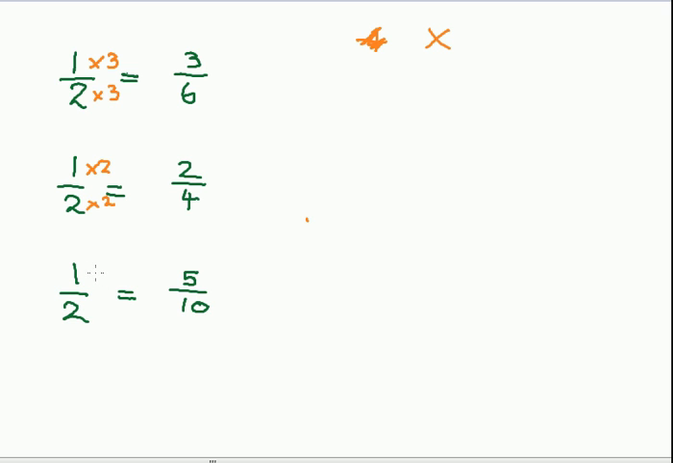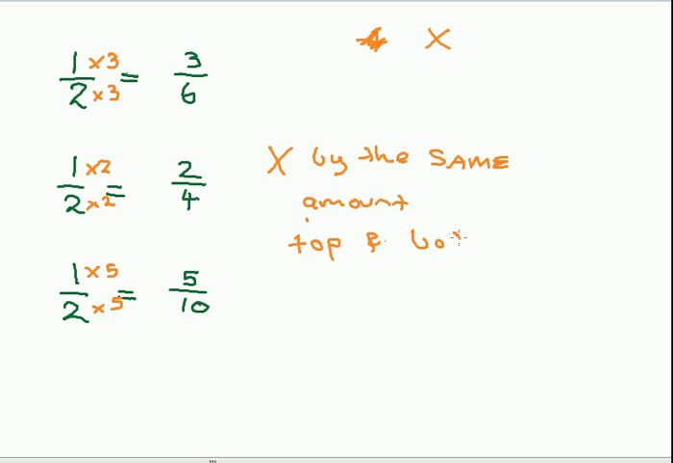So far so good. Now over here we've got, what do we have to multiply 1 by to turn it into a 5? Well, it's 5, and then for the 2 down the bottom, times by 5. So what we're seeing here is that we're multiplying by the same thing top and bottom consistently, and that's working in every example. So the rule for this is times by the same amount top and bottom, and you will get equivalent fractions.